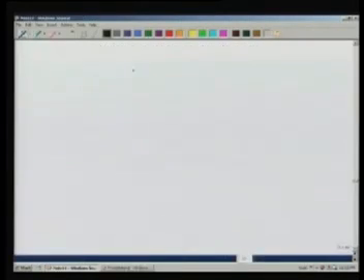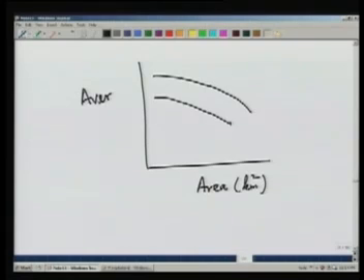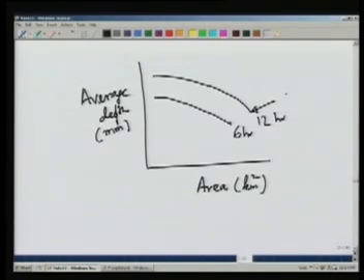Now these curves look like this. This is the area which may be in kilometers square. And average depth of rainfall, which may be in millimeters or centimeters. And this will show the duration of rainfall, which may be 6 hours, 12 hours, and so on. So this is the duration.